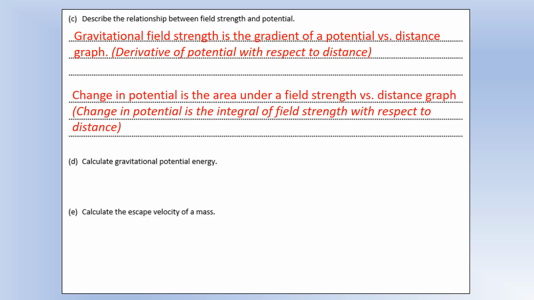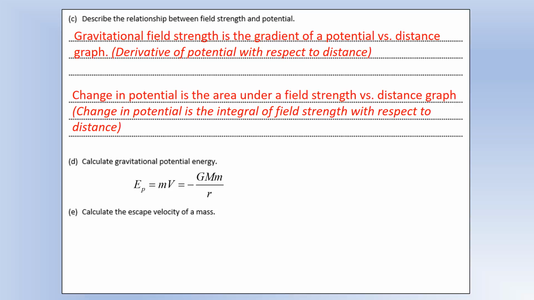In terms of doing it the other way around, we can calculate the change in potential if we find the area under a field strength versus distance graph. Or another way of saying that is the change in potential is the integral of field strength with respect to distance. So if we know potential, we can very easily calculate potential energy by multiplying it by the mass that's in the field, and you end up with the equation you can see there.